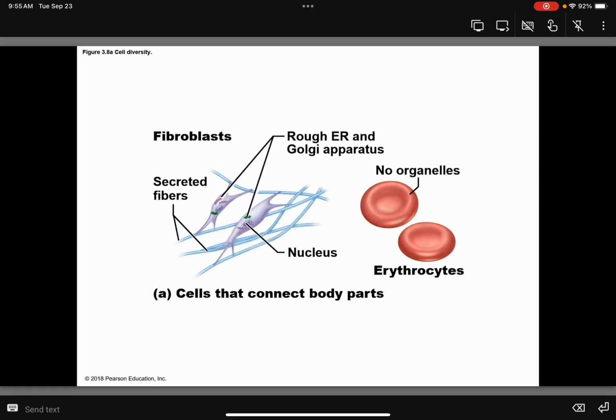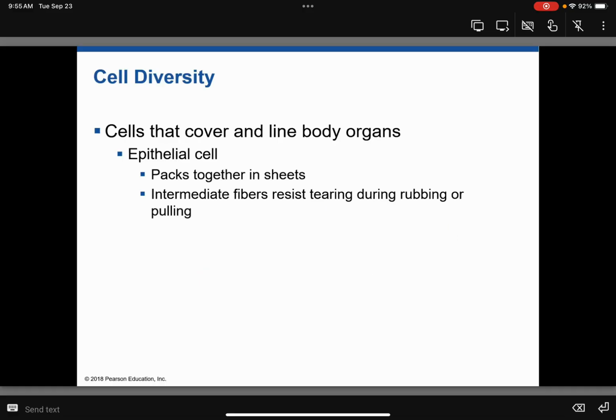So here we have, like I said, our fibroblasts that have these little things that come out and connect different things, which helps with the structure a lot of times. And then our red blood cells there connect our body by carrying different things from one place in the body to another.